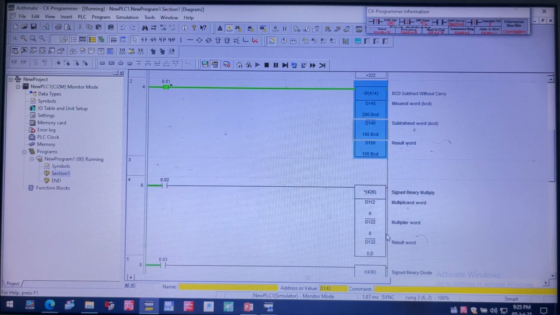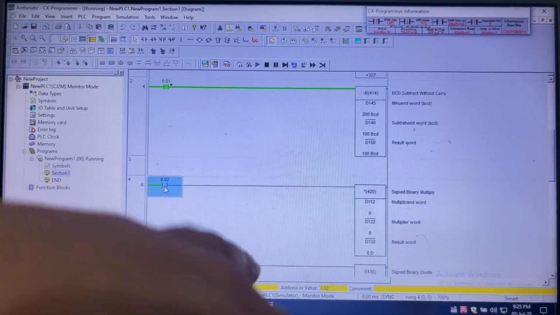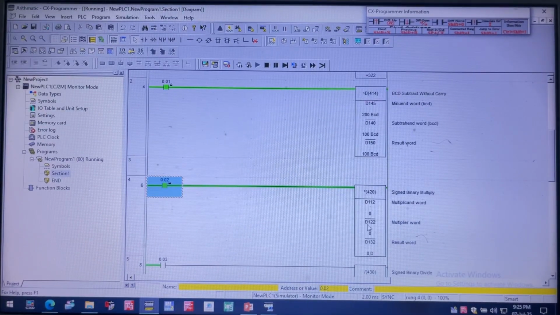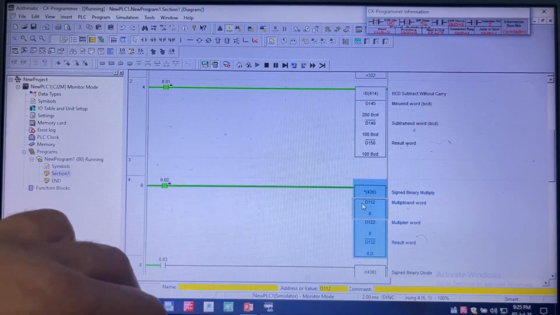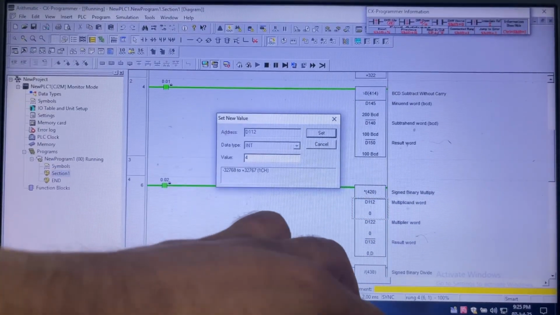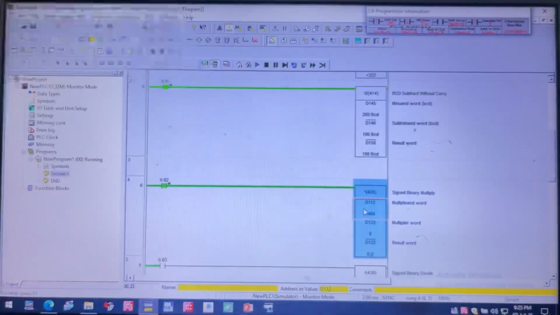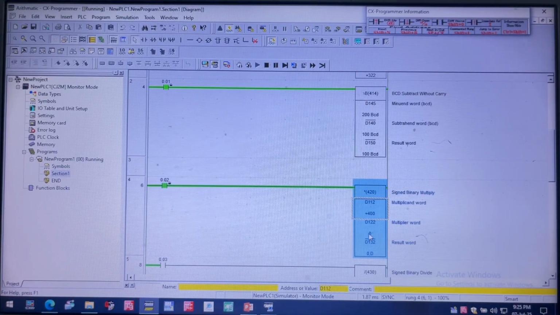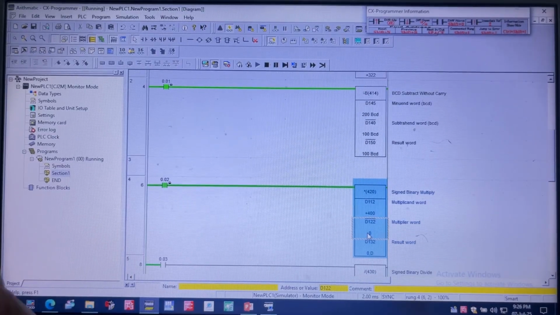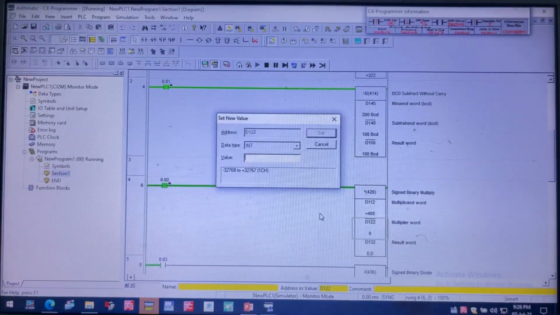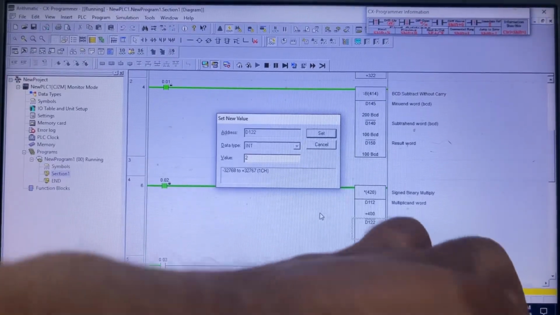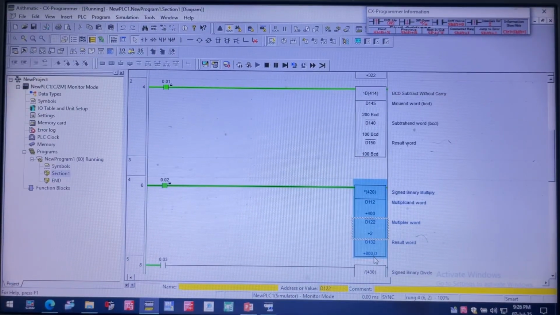Now we check the next instruction, multiplying. This has the multiplicand, the multiplier and the result. The input is on, then it works. Now both values are 0, and the result is 0. Suppose we enter 400, the multiplicand is 400 and the multiplier is 2. That means 400 times 2 is 800. So the result is 800.